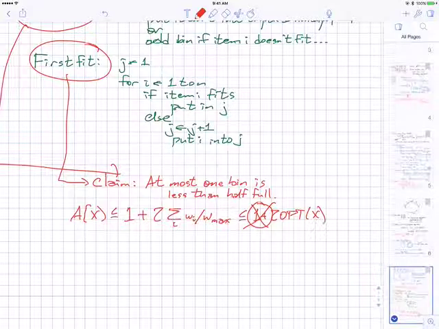Well, because there's this argument about the last bin. I'm being conservative here. All of the bins except the last one are half full, and the number of bins except the last one is at most twice up.